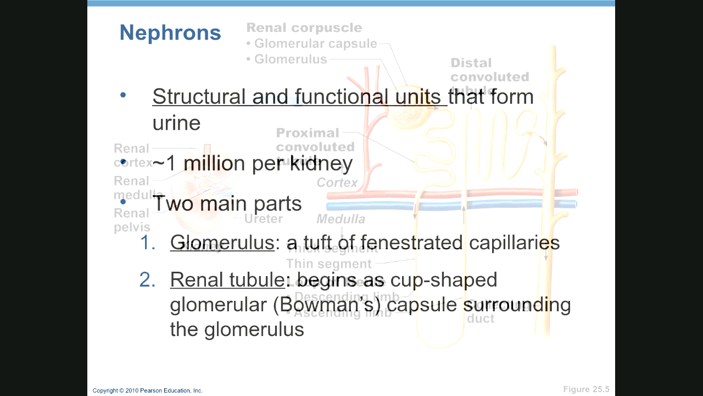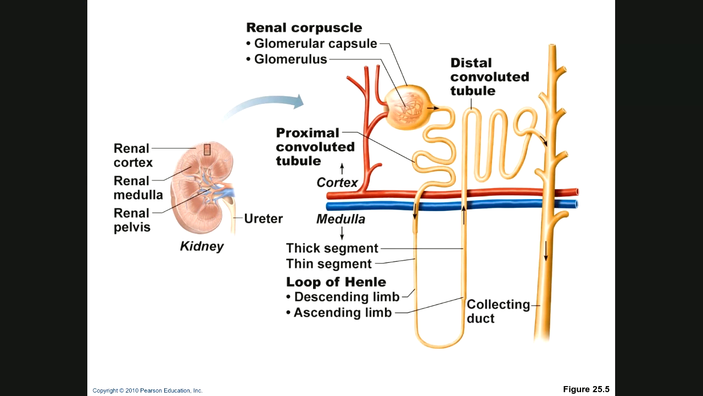Okay, and here we have a much better drawing than I can do. This is the afferent arteriole. The blood is going into the nephron. And this is the efferent arteriole. Blood is coming out of the nephron.